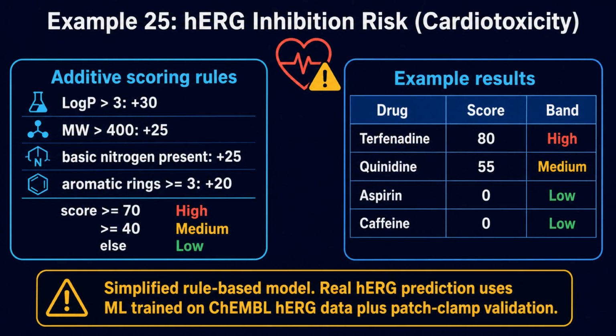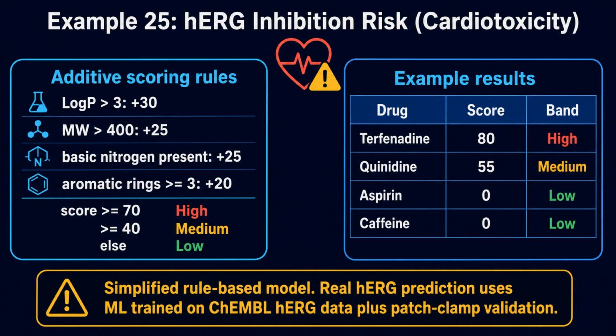Example 25 assesses hERG inhibition risk for cardiotoxicity. This is crucial. hERG blockers can cause fatal arrhythmia. The example is deliberately simple: a rule-based risk score out of 100 that adds 30 points for log P above 3, 25 for molecular weight above 400, 25 for a basic nitrogen, and 20 for 3 or more aromatic rings. 70 or above is high risk, 40 or above is medium, anything lower is low.